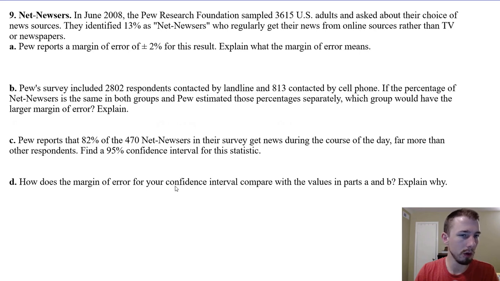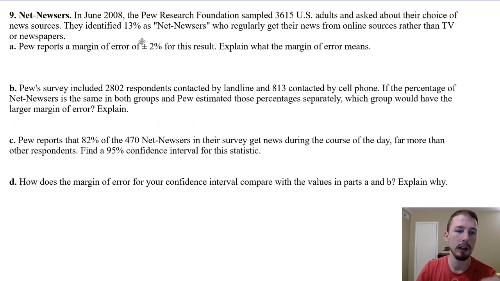Pew reports a margin of error of 2% for the result. What does the margin of error mean? Well, the margin of error is from our confidence interval, and it's what we're going to add and subtract to both sides of our sample proportion. So they thought 13%. So their sample said 13%. But we know it's not going to be exactly 13%. We have to have a range of values here.